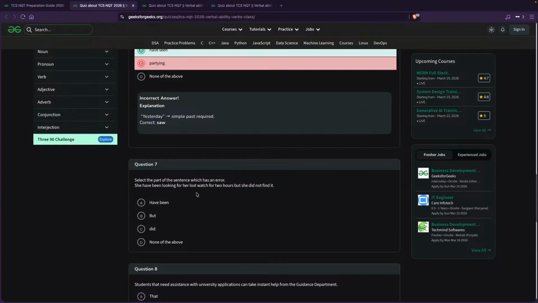Select the part of the sentence which has an error. She have been looking for her lost watch for 2 hours. She have been. She has been looking for her watch for 2 hours. She has been. Yeah.